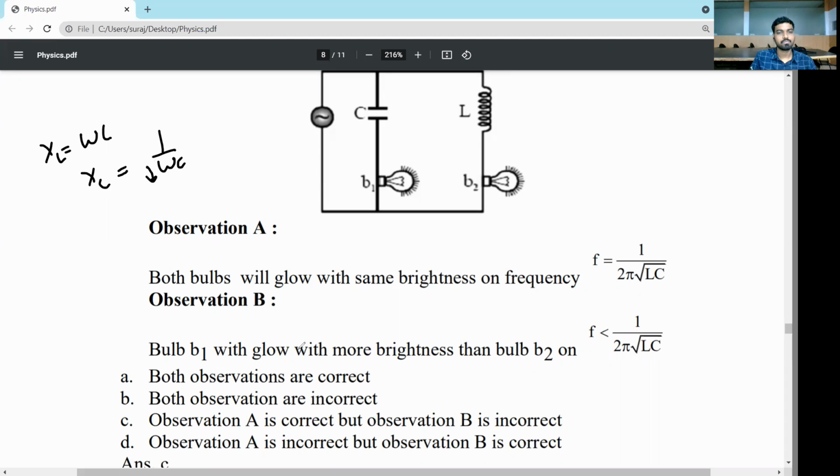Bulb P1 will glow with more brightness? If the resistance is higher, it will glow with less brightness. The resistance is higher, right? Omega is less, so XC will be high.